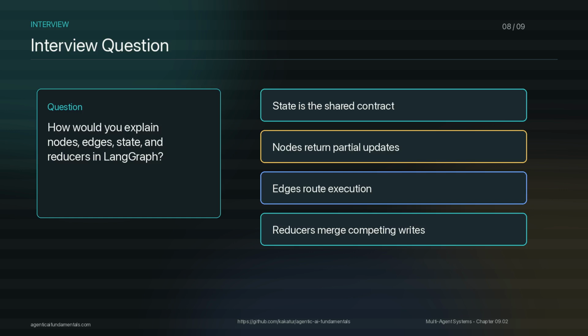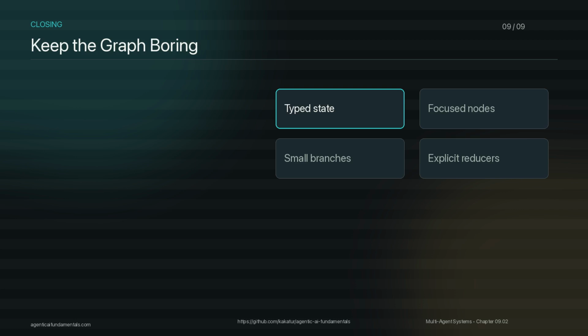A strong answer also mentions testing. You should test paths, branches, reducer behavior, and loop limits separately from model answer quality. The goal is not to make the graph clever. The goal is to make the workflow inspectable.